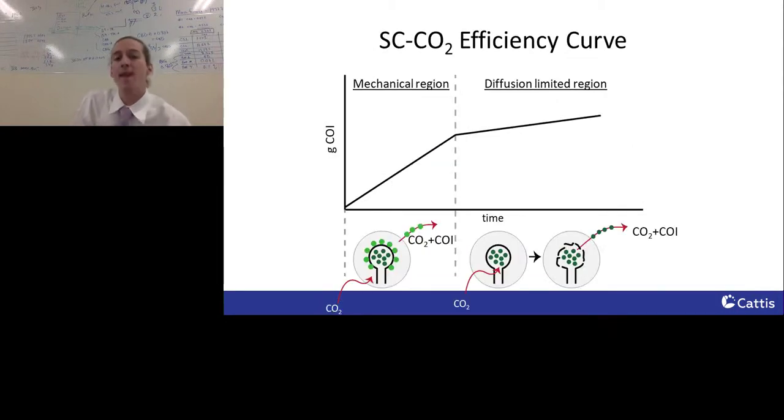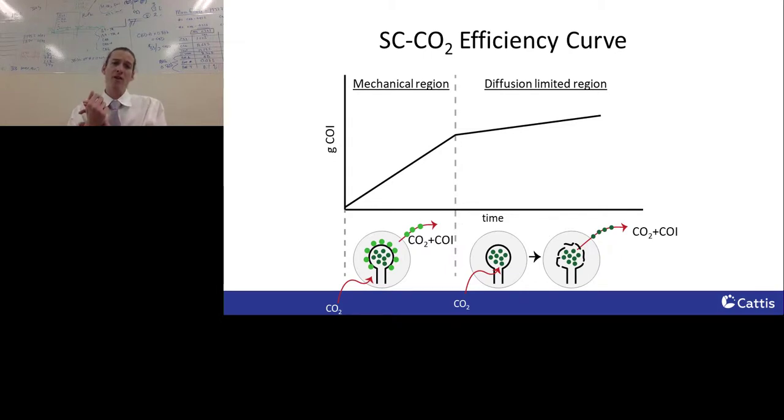And so here we have an efficiency curve, a CO2 efficiency curve. If you were to graph out your extraction, where we have time on the x-axis and grams of COI, compound of interest, and in this example, it's CBD from hemp, on the y-axis, you'll see a graph that looks something like this. And there are two evident regions within this curve. The first region, I like to call the mechanical region. And then the second region is the diffusion limited region.